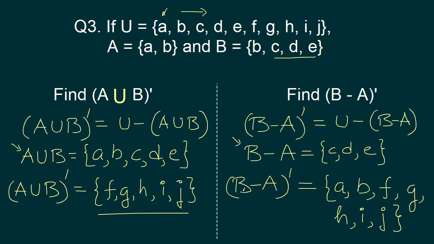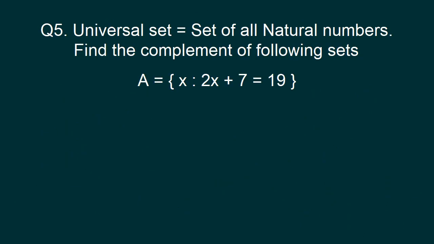So B minus A dash is this particular set over here. Now let's take a look at the last set of questions, or I should say actually the second type of questions. So here we have a universal set which is given by the set of all natural numbers, and we need to find out the complement of the following set.